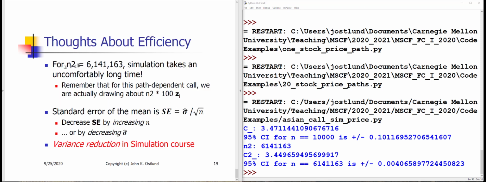All right, and so we're doing more than 6 million paths, and we're doing more than 100 simulated stock prices per path. So this is more than 600 million individual simulated values that we're computing, and that does take a very long time. So how can we improve the time now that we've achieved the confidence interval that we want?